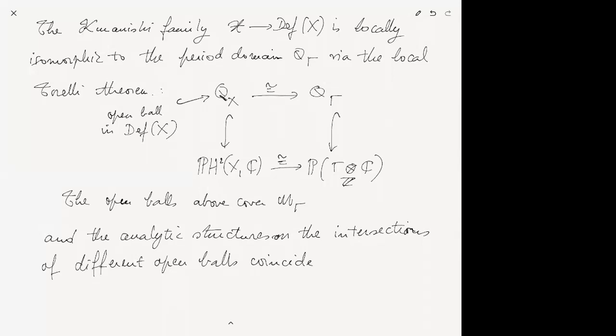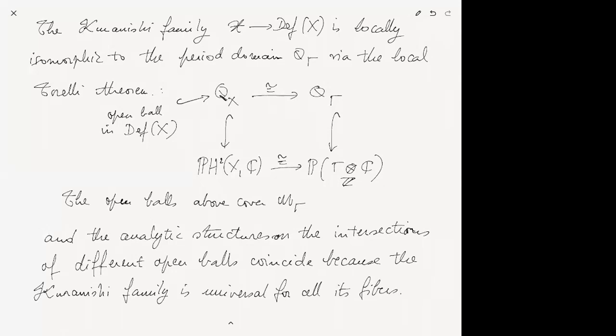coincide because of the Kuranishi family. This was the nice property of the Kuranishi family, that it is universal for all of its fibers. So if I take the Kuranishi family of X_0 and then X_t, they are the same Kuranishi family. So these open balls inside the marked moduli space, when they overlap, have the same complex analytic structure. So these balls cover M_gamma, and this shows that M_gamma is a union of balls. So you can put this smooth complex analytic structure on M_gamma.